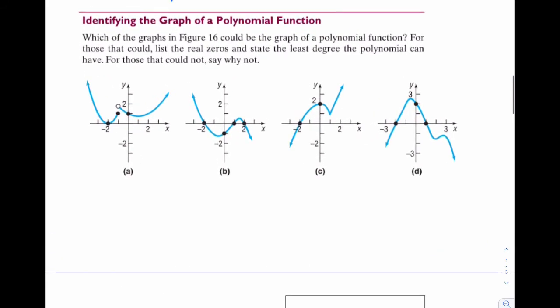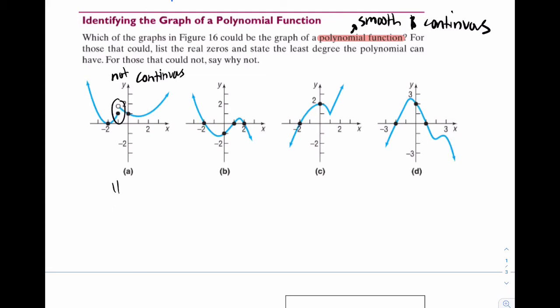Here's the last question. Which of the graphs could be the graph of a polynomial function? For those that could, list the real zeros. State the least degree the polynomial can have. So for this one, all of you highlight polynomial function. The key for a polynomial function is it must be smooth and continuous. For example, continuous means there's no break. So right here, there's your break. So this is not continuous. So this one is not a polynomial function.